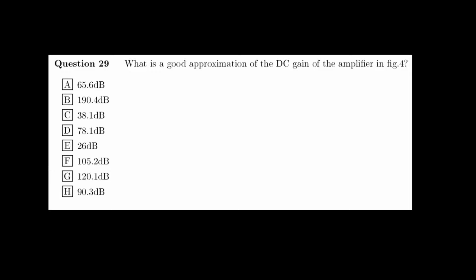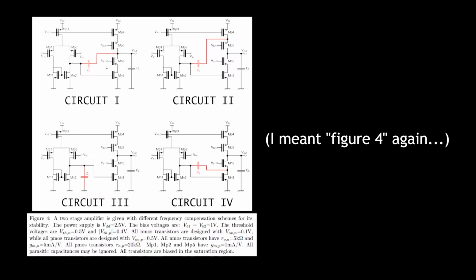This video will discuss the solution to question 29. What is a good approximation of the DC gain of the amplifier in figure 2? And then 8 possible answers are given on the dB scale. This here is figure 2. It shows the same two-stage amplifier and all 4 options with different possibilities for the compensation capacitance.